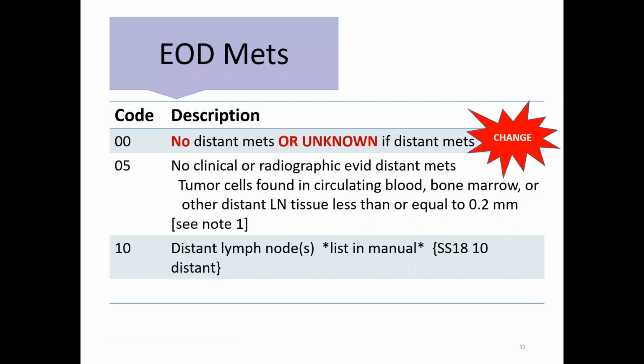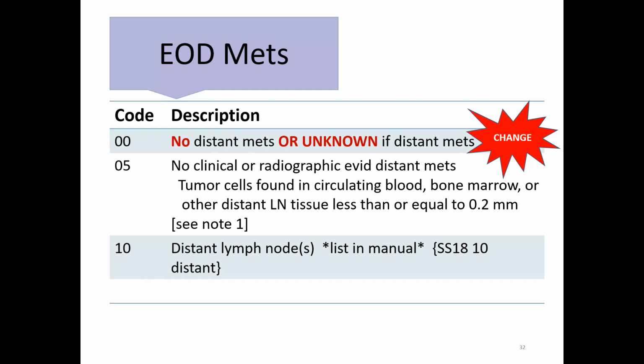So here are the codes, and it's really a change in how we are looking at the METS field. Code 00 is both for none or unknown if distant METS. We are no longer coding 99 for METS field. This is in line with AJCC, and we now assume that we do not have METS unless it is stated that we do have METS. So this is really across all sites, not just breast. So you'll always code EOD METS to 00 unless you know there is METS.